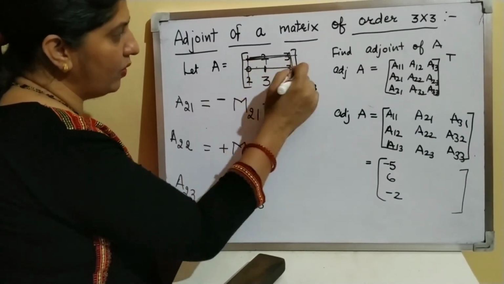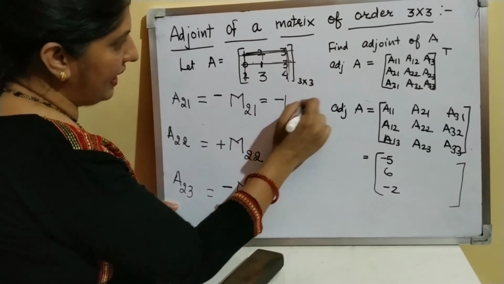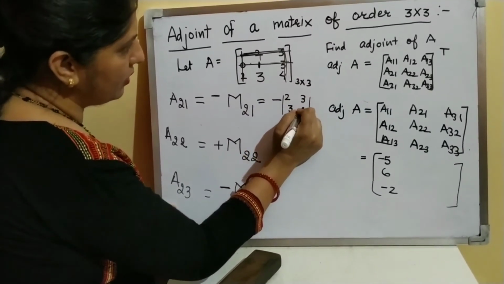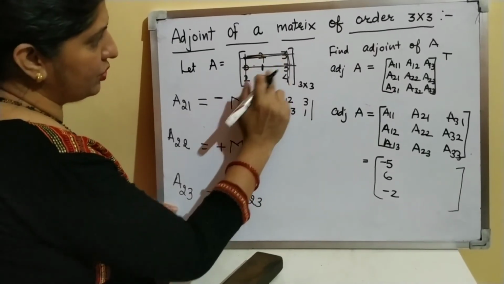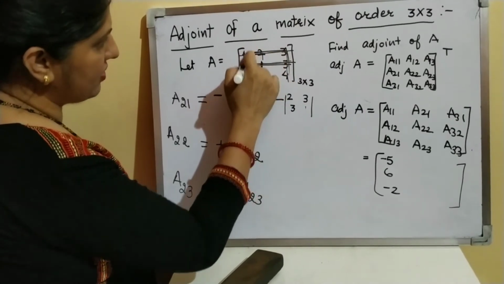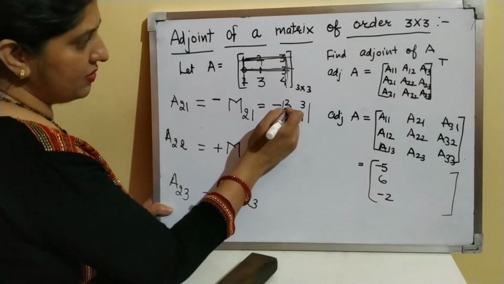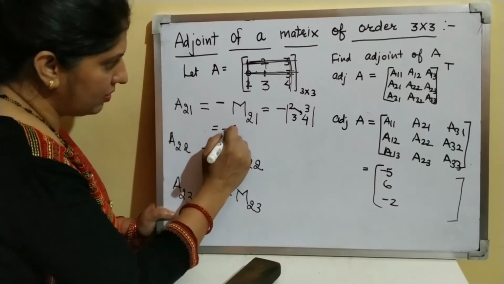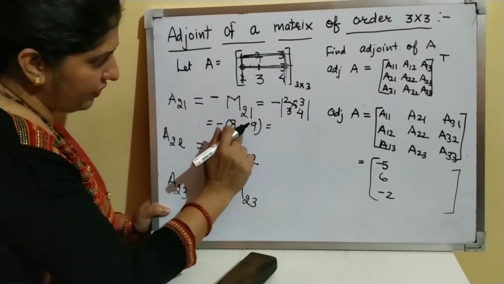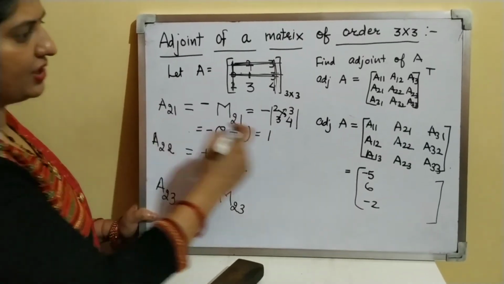Delete the second row and first column, and write all other entries as they are. We get 2, 3 and 3, 4. Just calculate the determinant. 4 twos are 8, minus 3 threes are 9. We get minus 1, and with the minus sign it becomes plus 1. So A21 is 1.